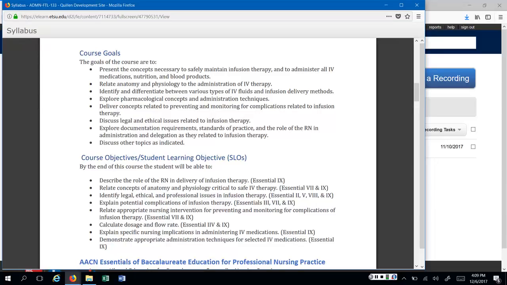Also, we're going to look at legal and ethical issues with infusion therapy, especially in relation to infusion certified nurses. We're going to explore the documentation required for the administration of infusion therapy. Much of that is similar to just regular medication administration, but there may be some differences. And of course, we're going to look at the role of the RN in administration and delegation of infusion therapy. Again, this is components of the course that you would not have been exposed to in your LPN curriculum. And then we'll talk about any other topics that may need to be discussed in the program.